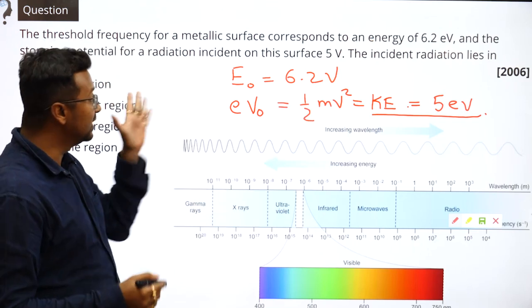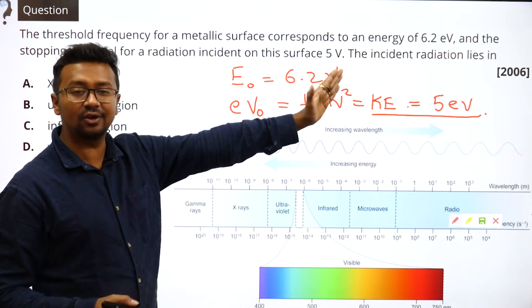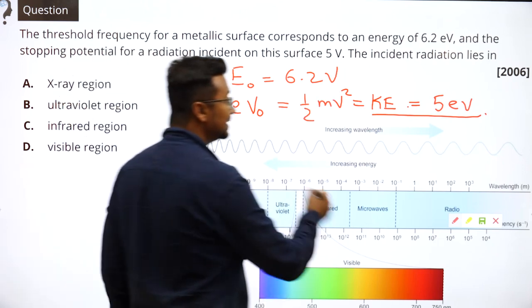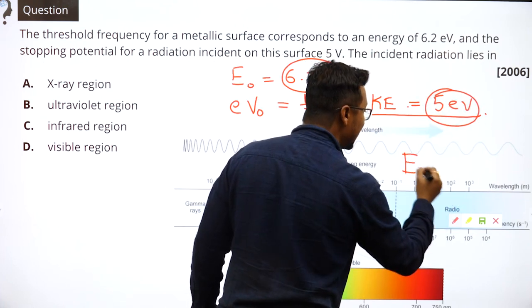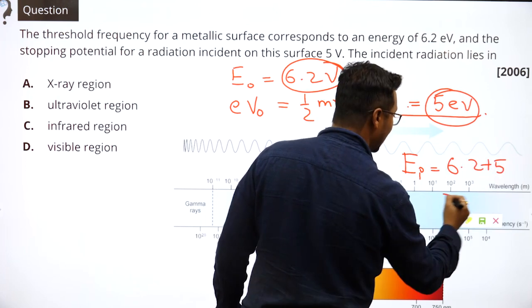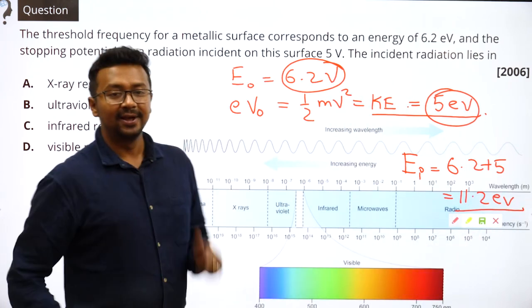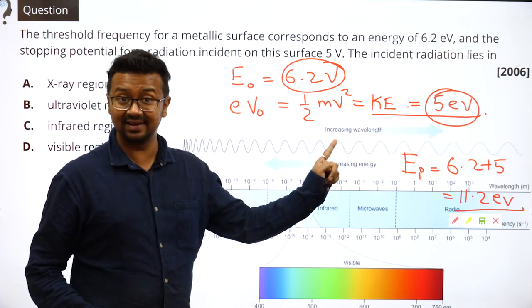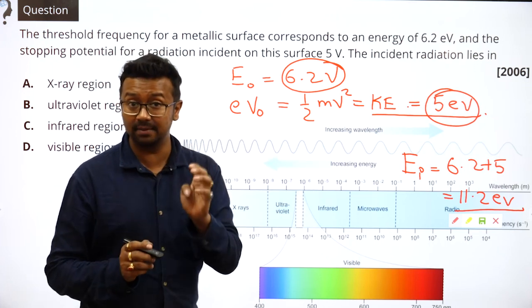Now, what do we have here? Threshold energy is 6.2. eV naught is 5 electron volt, all right. That means what should be the incident energy? It will be nothing but the sum of this and this. So, incident energy will be 6.2 plus 5, that is nothing but 11.2 electron volt. Clear? Now, this would correspond to what wavelength of the light that is being incident? This is very important. These small things are very, very important.